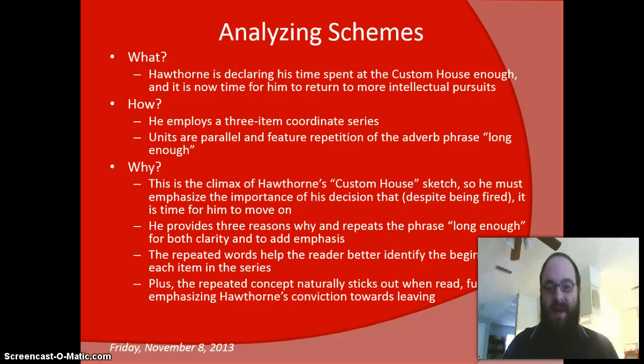Plus, this repeated concept, just the words "long enough," naturally sticks out when we read it, further emphasizing Hawthorne's conviction toward leaving this place. It's enough, enough, enough. That emphasized concept of "long enough" emphasizes that he's been there a long time and that it's more than enough.